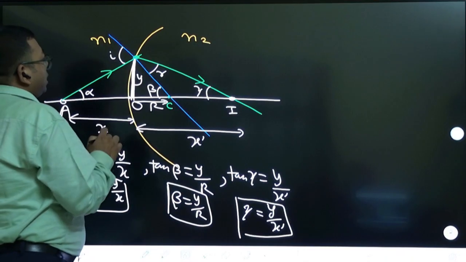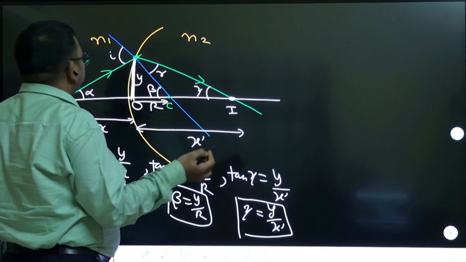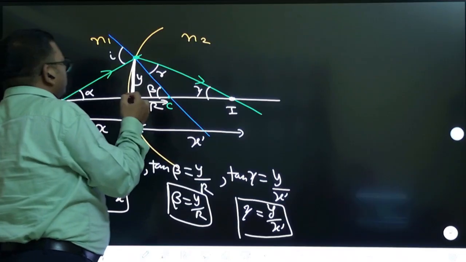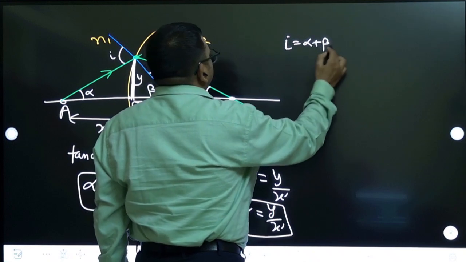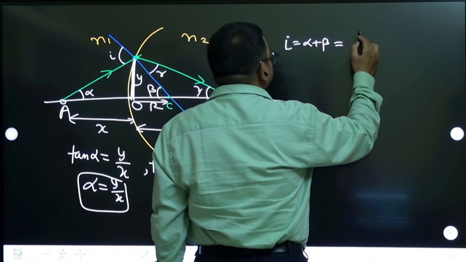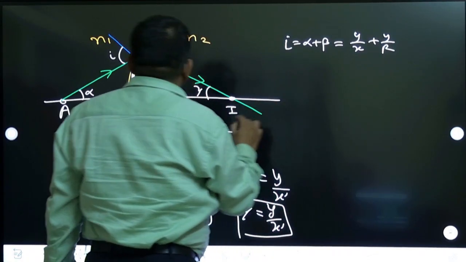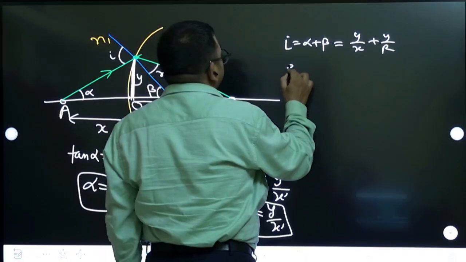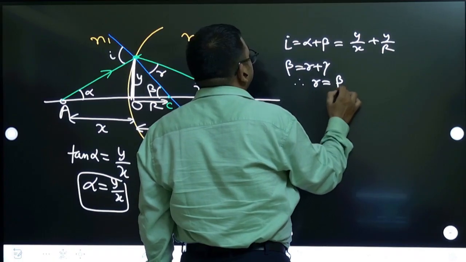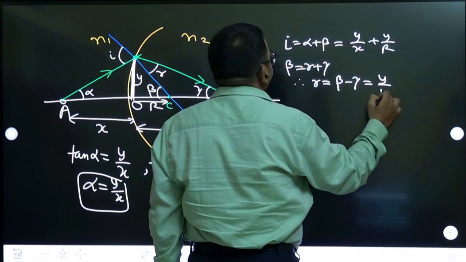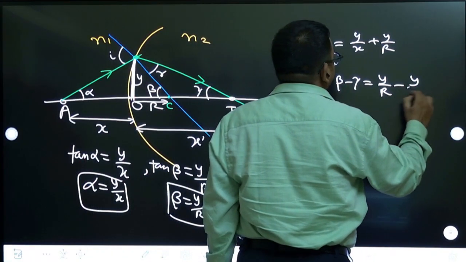Now, the exterior angle, if I see, here beta is like an exterior angle, so things are going to change. It will not remain the same. Here I is equal to alpha plus beta, so let us put alpha plus beta: y by x plus y by r. And here beta is equal to r plus gamma, so r is equal to beta minus gamma. Beta is y by r and gamma is y by x dash.